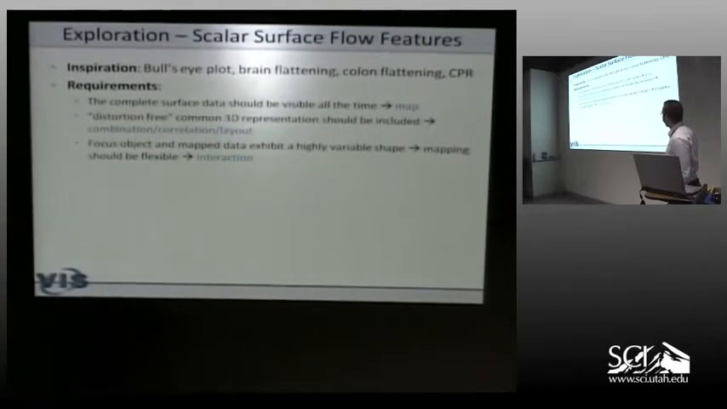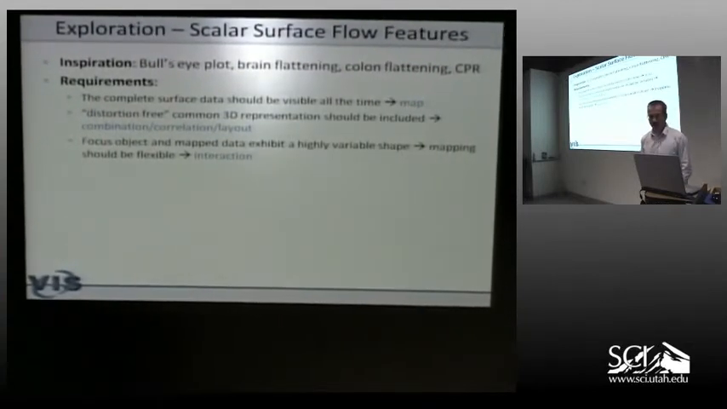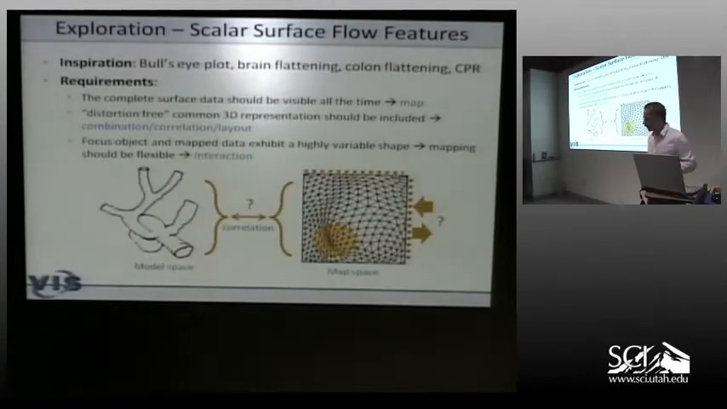And we thought about a couple of requirements. The complete surface data should be visible at the same time was one of them. The distortion should be minimized, but of course it could not be completely without distortion. And we wanted to show the 3D representation of the anatomy simultaneously with the map, because we were quite sure that the aneurysm anatomy is too complex for just a map, without any relation to the 3D anatomy, to be useful. And we thought about aneurysms and maps and how they can be correlated with each other.